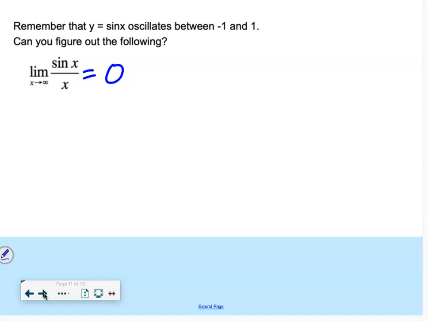It's never going to all of a sudden pop up to 22, right? It is always between 1 and -1. We're not going to get into the reasons why right now, but it is. Okay, so you've got a number that is stuck between 1 and -1 divided by infinity, right? It doesn't matter what that number is, infinity's going to win, right? This guy's going to 0. Does that make sense? Okay.